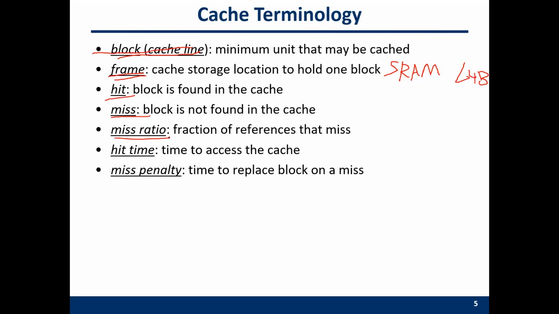The miss ratio means the fraction of references that missed. Hit time means the time to access the cache. Miss penalty means the time to replace a block on a miss. So I will introduce this concept in the following slides.